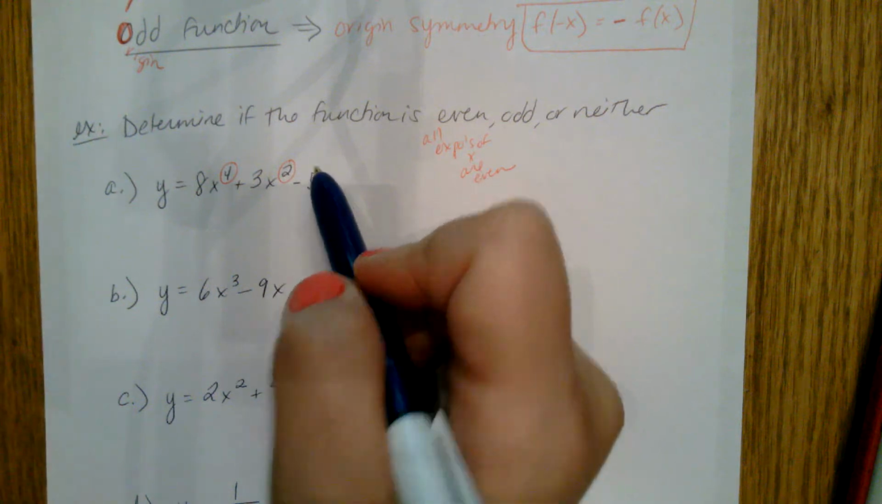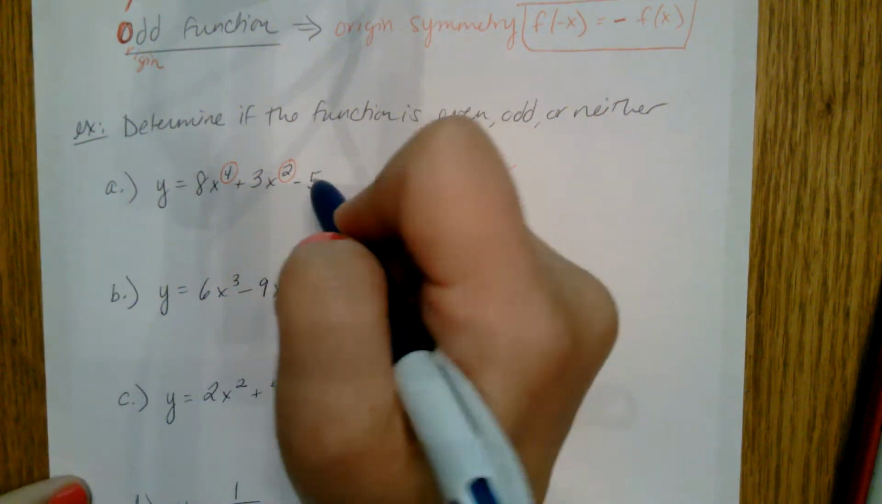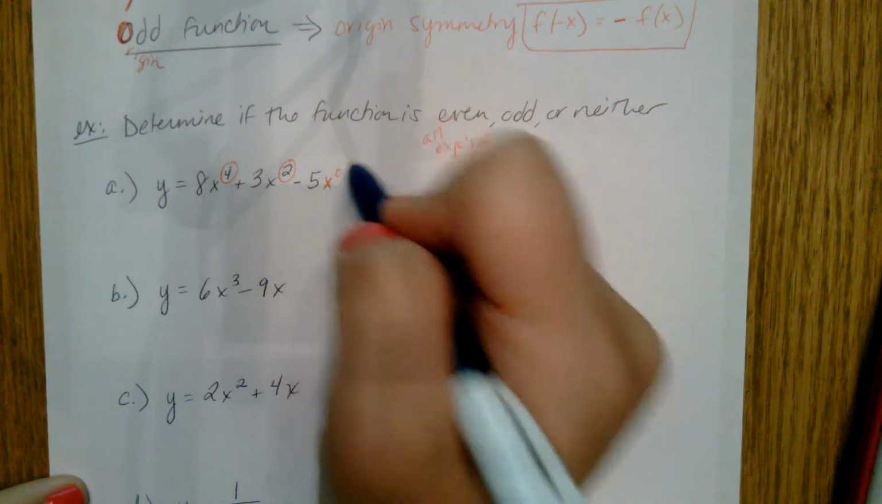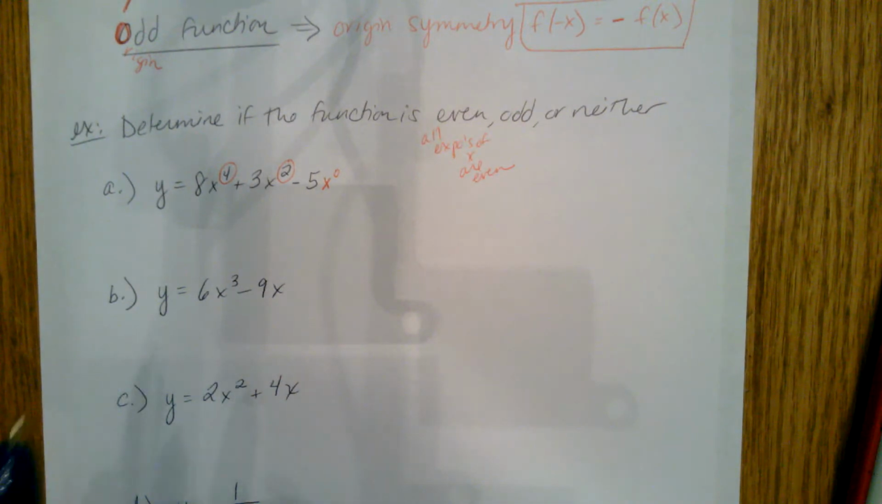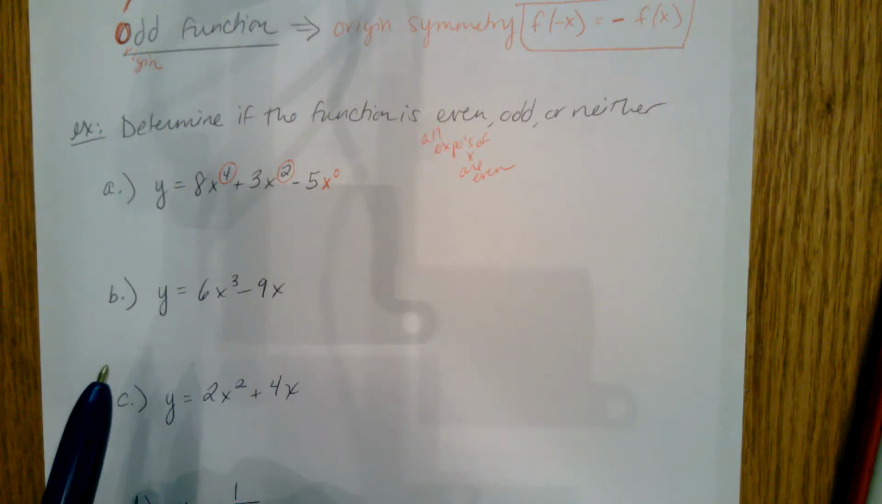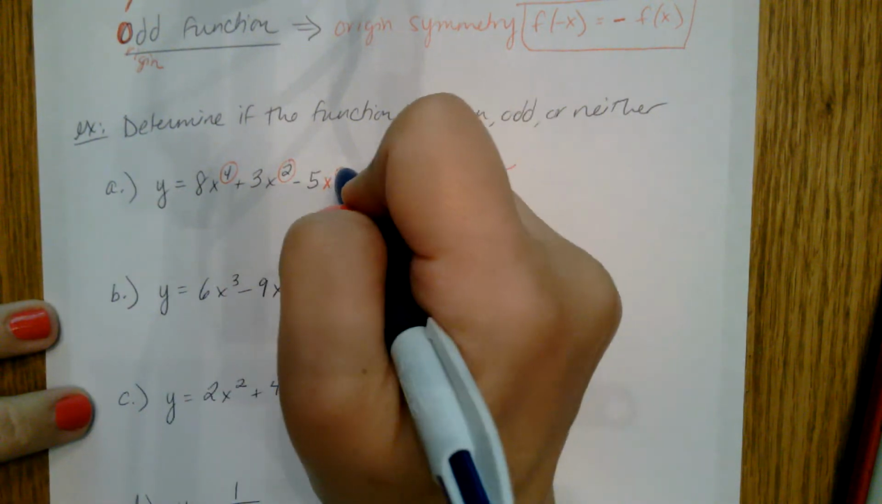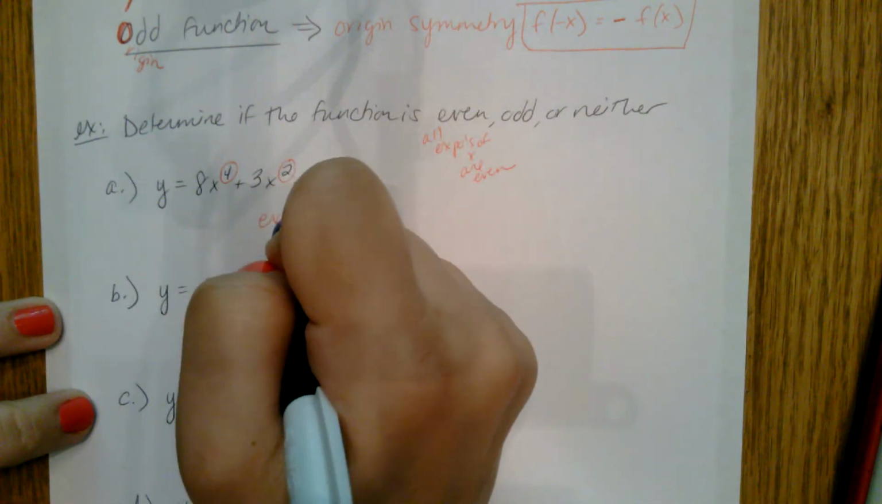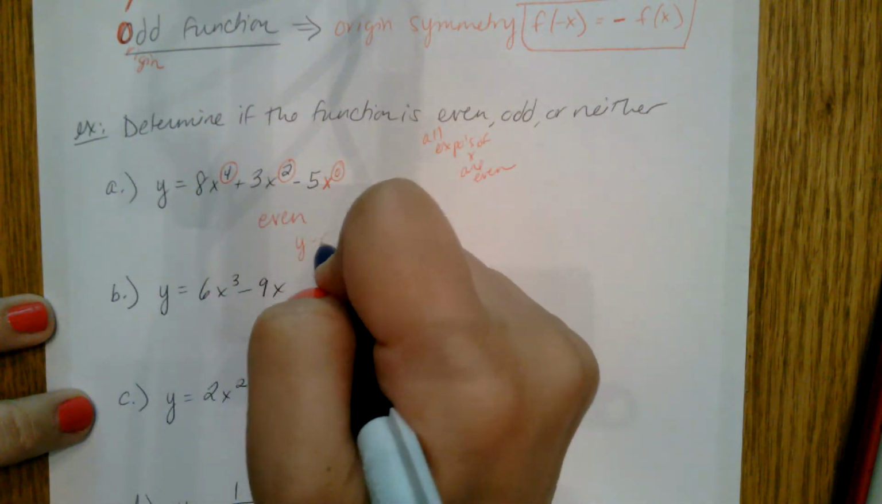What's the exponent of a number all by itself? Trick question. It's actually x to the 0. And 0 is an even number. If you didn't know that, you should know it, because you're going by 2's, 0 would be even. So this is an even function. It has y-axis symmetry.